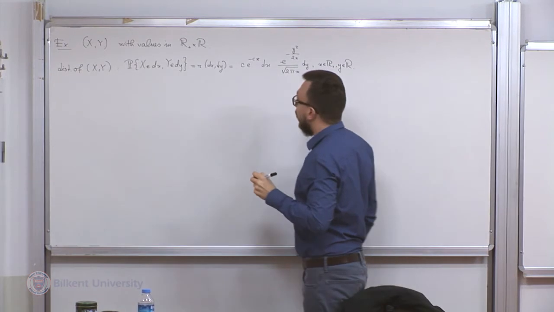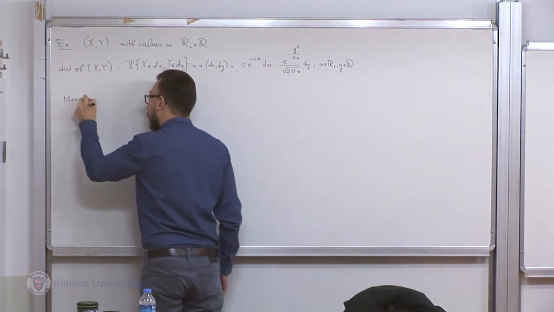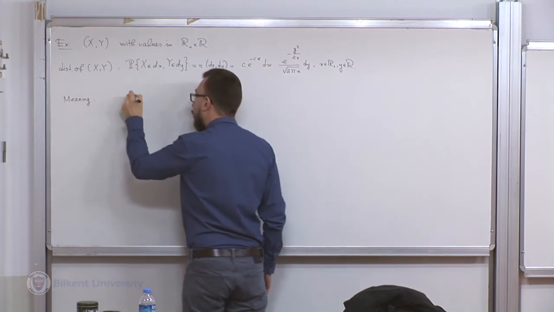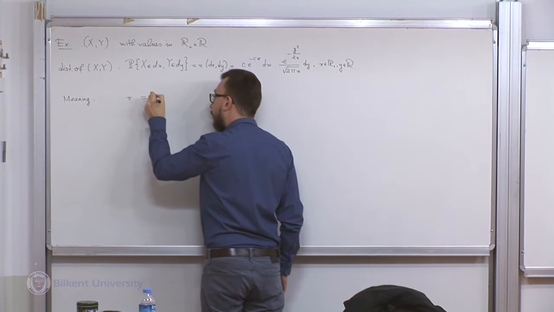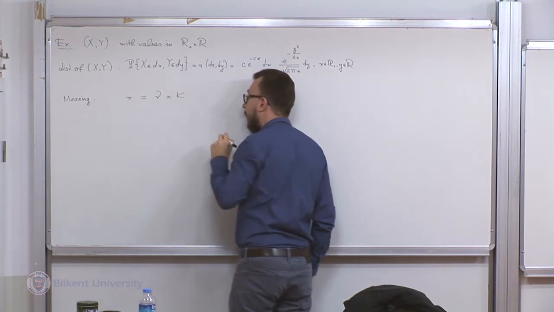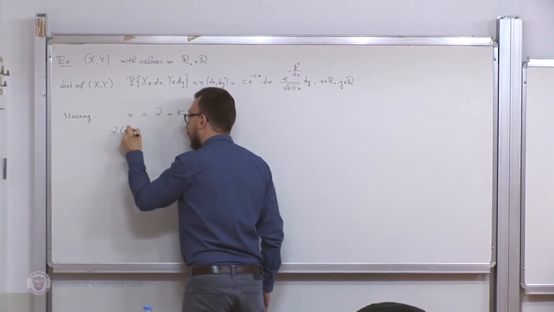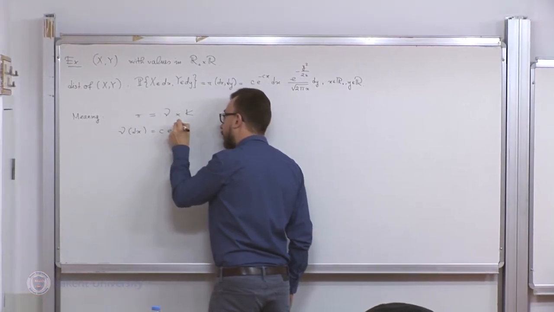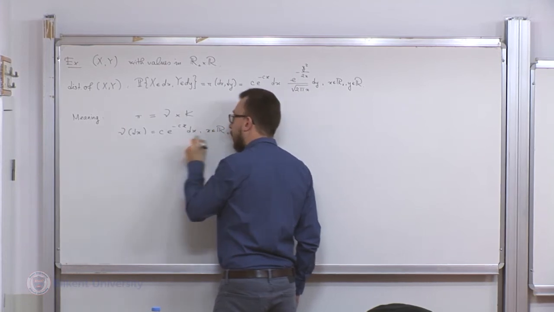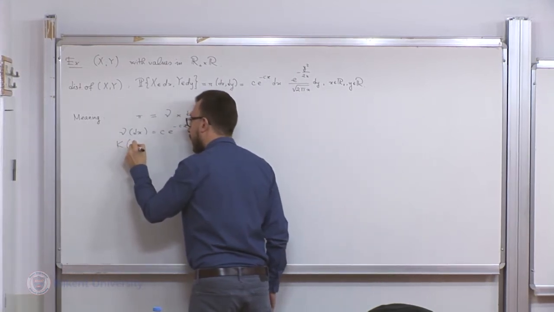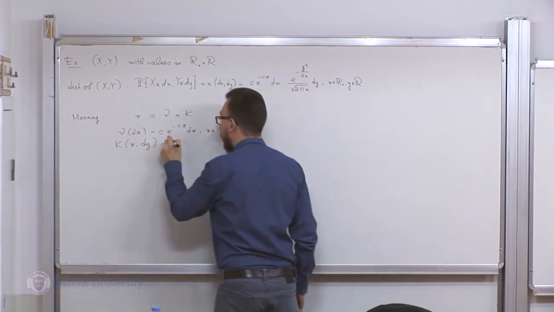First of all, what's the meaning of this? The meaning is that pi is of this form, nu cross k, where nu is the first part and k, the kernel part, is the second part.